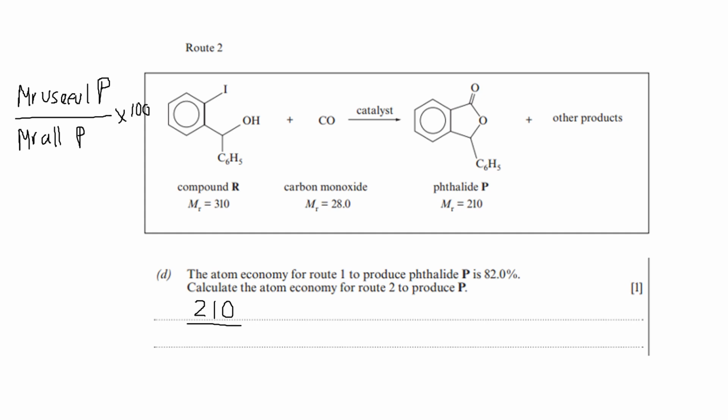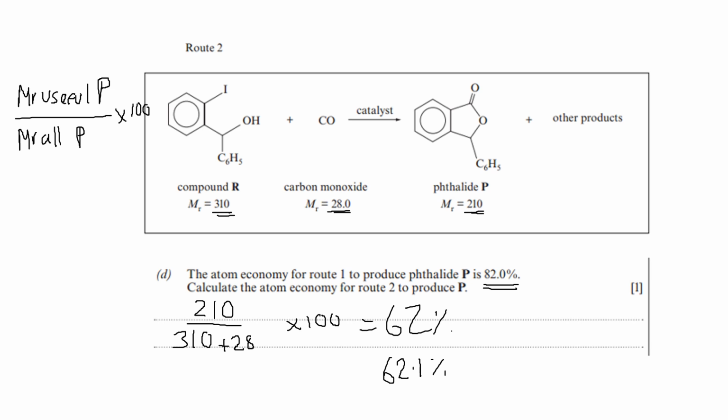So it must be the 310 plus the 28. And then we times this by 100. So yeah, and that comes out at 62% or 62.1% to 3 significant figures. I've gone with 3 significant figures just because the data in the question is all to 3 significant figures. And that's the general rule of thumb. Give your answer to the number of significant figures that the data is given to, and don't round any answers until the very end.